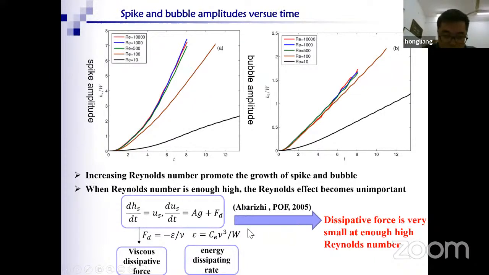So from this analysis we can see that for a very large Reynolds number, the mu is very small, so that the viscous dissipative force is very small. So as we continue to increase the Reynolds number, this force can be negligible compared with the gravitational force. So we can conclude that our simulation results conform to the theoretical analysis. Next.